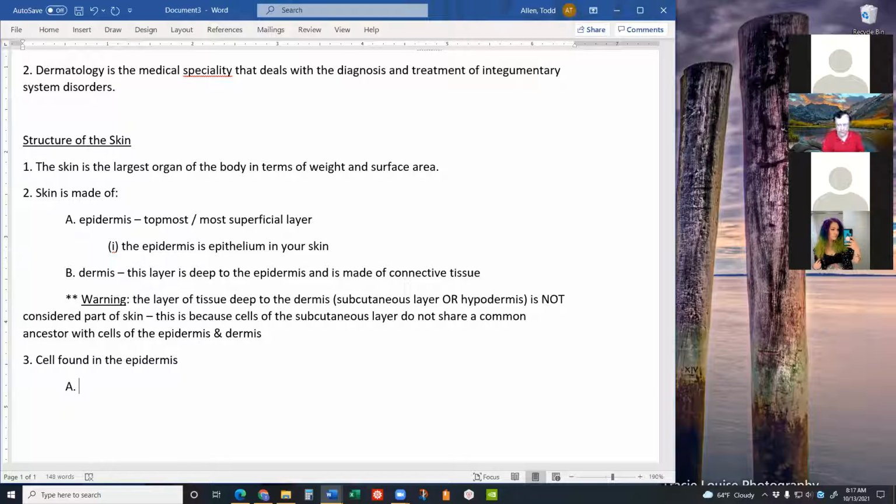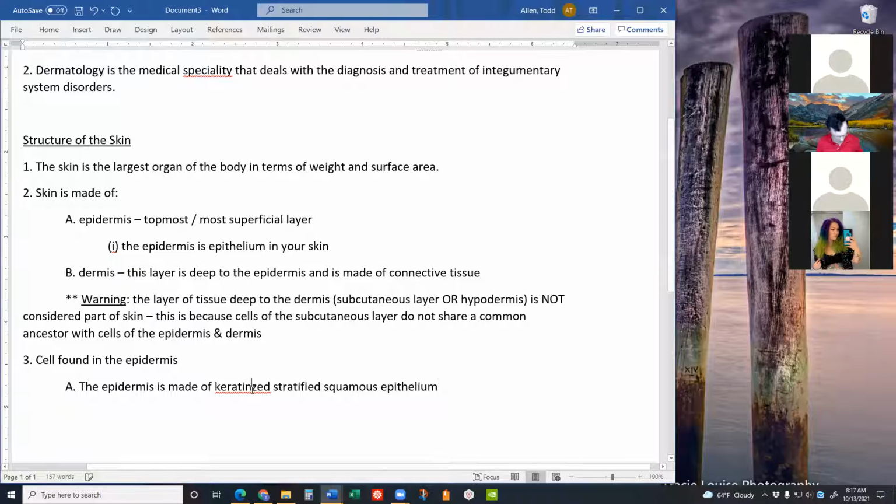Okay, so the epidermis is made of keratinized, stratified squamous epithelium. Okay, keratinized, stratified squamous epithelium.